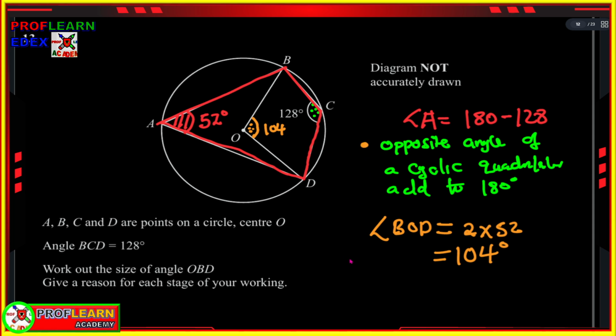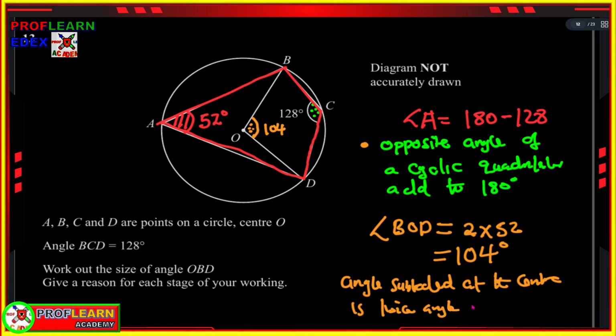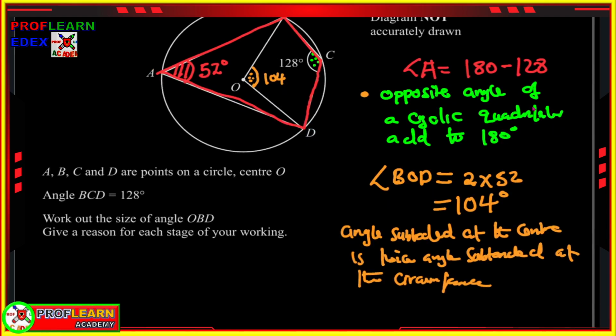Every time you must give the most immediate reason. Angle subtended at the center is twice angle subtended at the circumference. Yeah, so that is it.